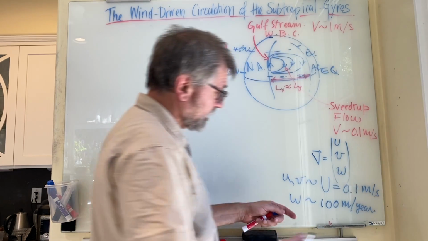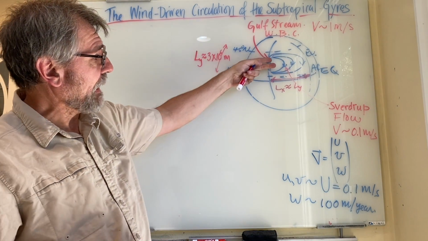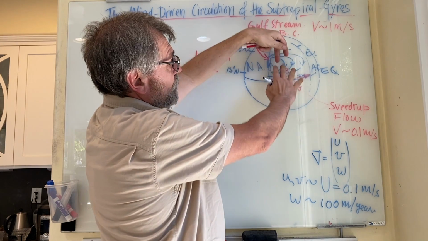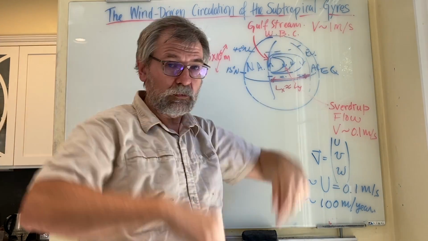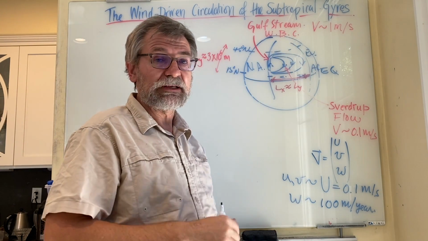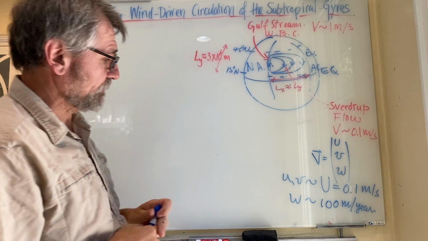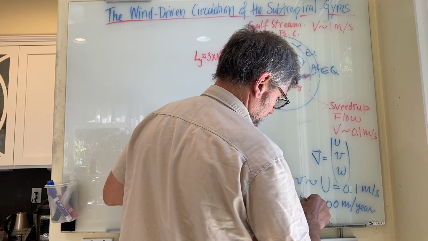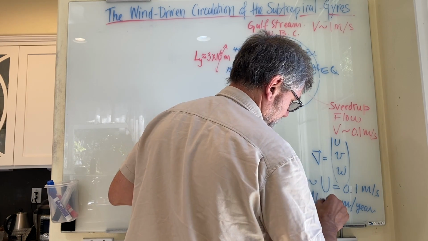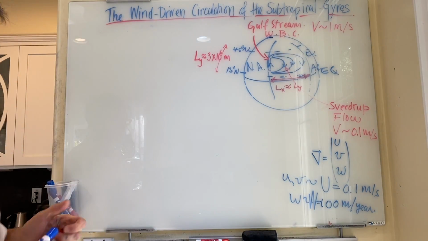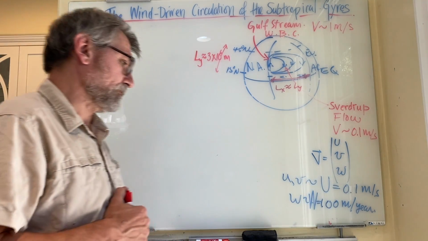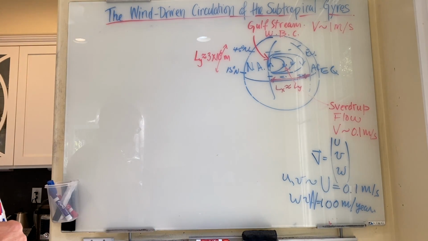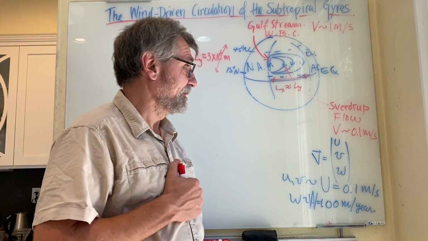So the Ekman flow, which is convergent in the gyre, will pump water down about 100 meters in a year, roughly, of that order of magnitude. This is W, and capital W is about 100 meters per year. Much, much smaller than this quantity, because there are a lot of seconds in a year.